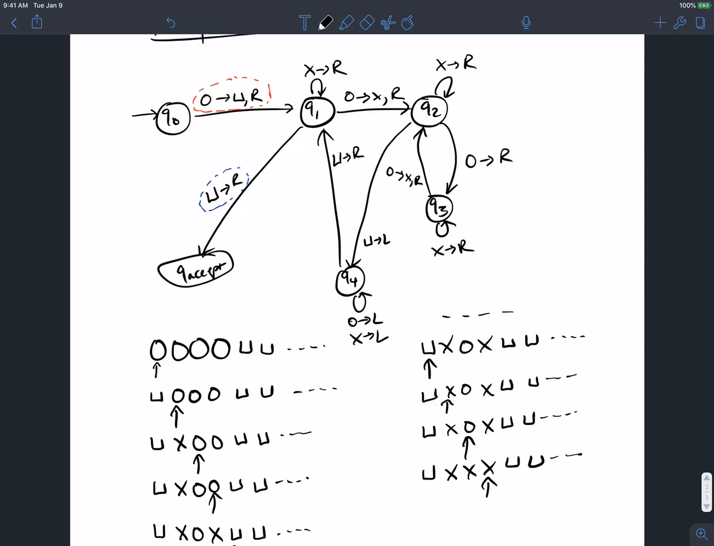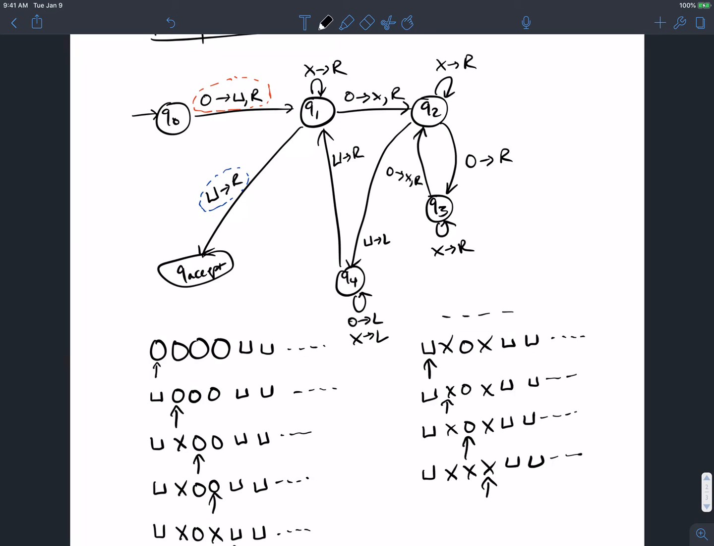and I'm actually going to skip the rest of the computation. So what is going to happen next? We're going to stay in Q2 for one transition because we're on an X right now. And then on the next, because we moved right, we hit a blank. And then Q2 says, go to Q4 and move left.